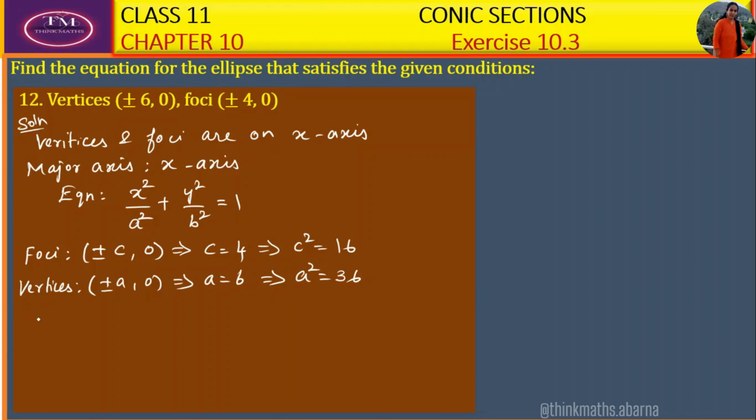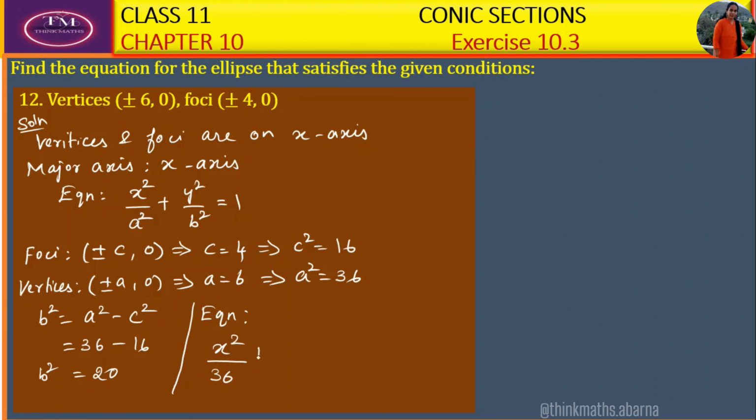Now what is the relation between a, b, c? b square equal to a square minus c square. So a square is 36 and c square is 16, so b square is equal to 20. Therefore the required equation is x square by a square, that is 36, plus y square by b square, b square is 20, equal to 1. So this is the required equation. Clear children? Understood? Very easy, isn't it?